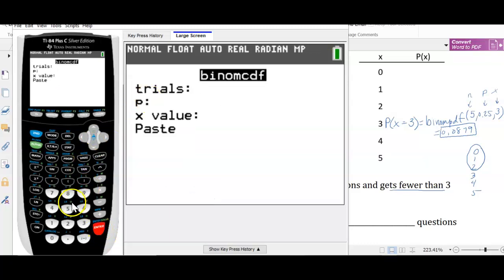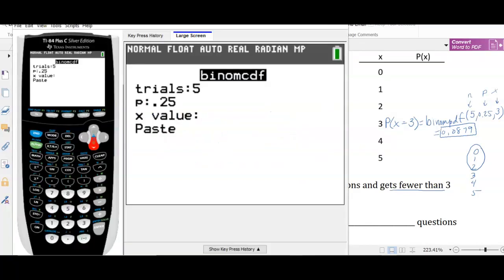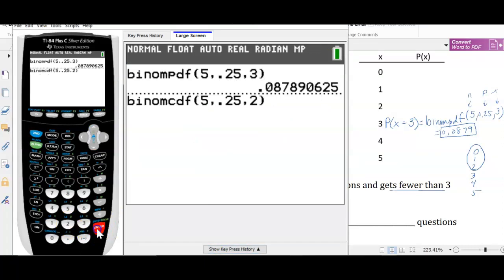Enter the number of trials. We still have 5 problems. Probability of success is still 1/4. My x value is going to be what is actually in the inequality that has the less than or equal symbol. Okay, so we're going to have to put our 2 there. And we're going to get 0.8965.